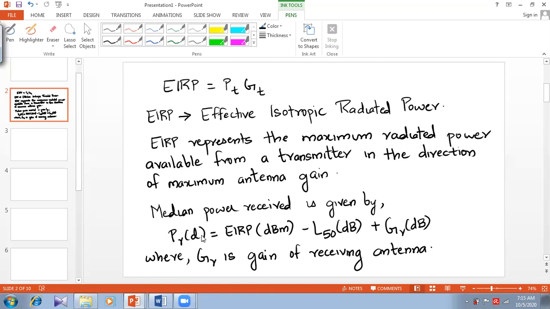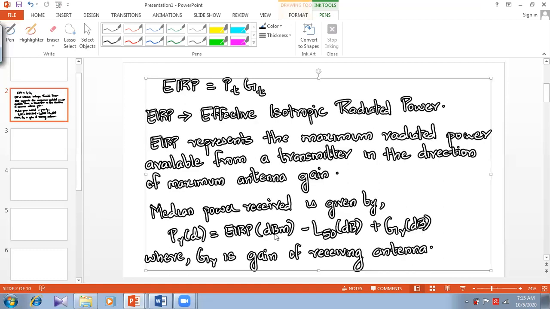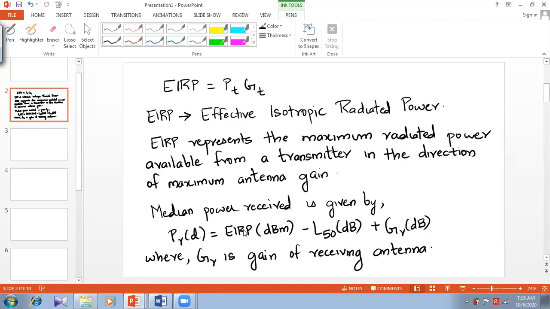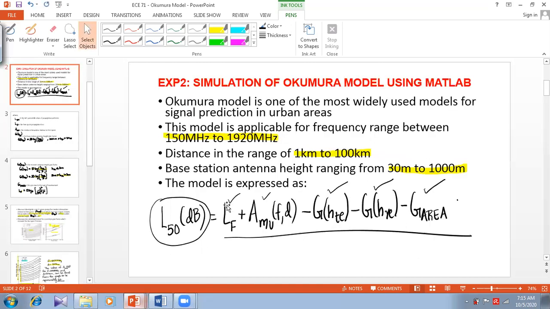Median power received. And one more thing: when we have been given the data, mostly EIRP will be given in watts. So to convert it into dBm, you will have to divide the value of EIRP by 1 milliwatt, and take 10 log to convert it to dB. That is what we'll be doing. So hoping you have understood this, we'll just go into the code.